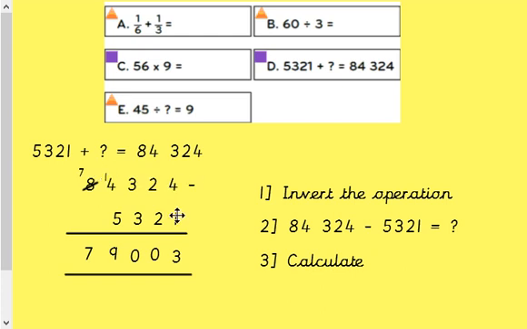So 4 take away 1 here, starting in the ones column, 4 take away 1 would be 3. 2 take away 2 would be 0. 3 take away 3 would be 0. 14 take away 5. Now, I say 14 because I've had to exchange from the next column. Originally, it was 4 take away 5. Couldn't do that. So I've exchanged a 10. 14 take away 5 then is 9. And then that leaves us with 7 take away 0 is 7. So this is our answer.